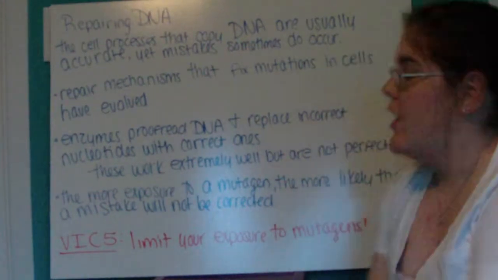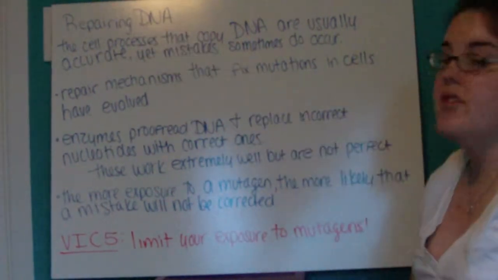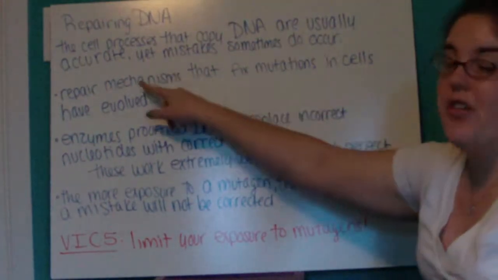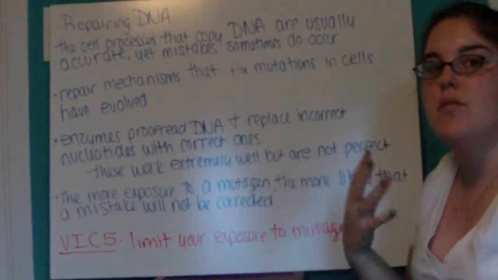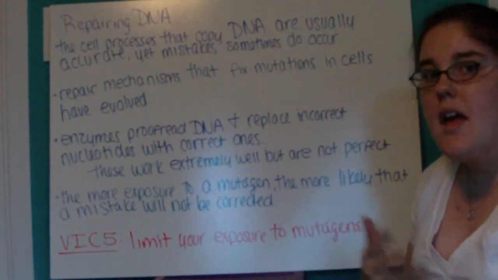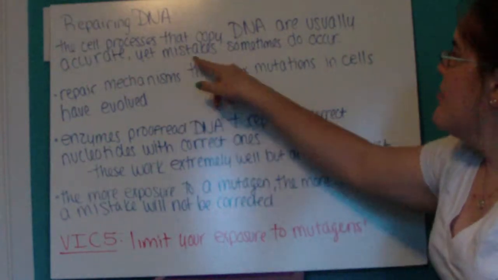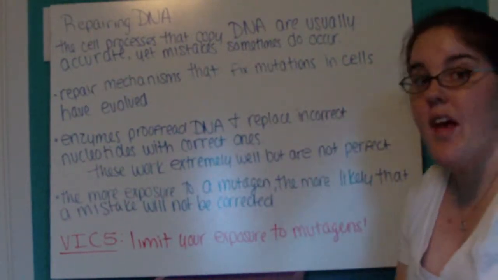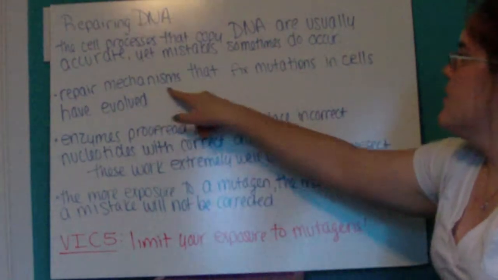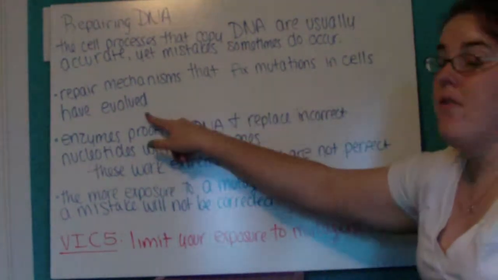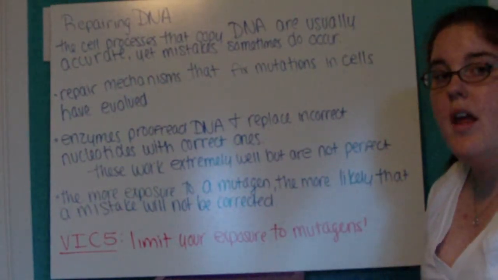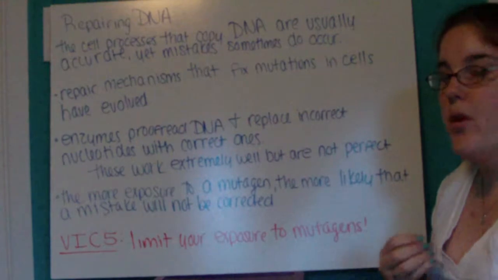Now, not all hope is lost. We can still repair our DNA. The cell processes that copy our DNA are usually accurate, which is great because we need to ensure that accuracy to be able to pass on the correct information to our offspring and to the following generations. Yet mistakes sometimes do occur. We've talked about the different types of mutations. Now, repair mechanisms that fix mutations in cells have evolved. We've developed enzymes that will actually go in and replace our incorrect base pairs with a correct one.